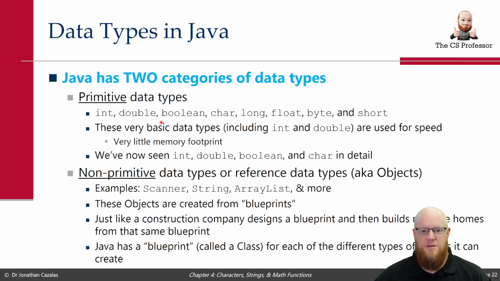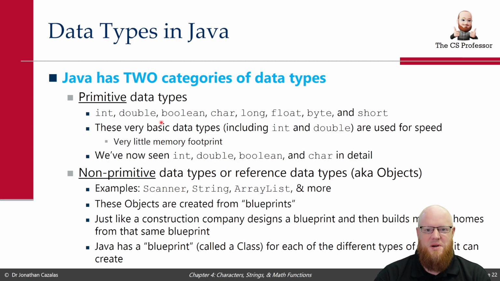What about non-primitives? What are these non-primitives? Those are reference data types, aka objects. We've seen some already. A Scanner object. We've seen a String object, although we haven't broken that down like we're about to. So we've seen some objects already, and these objects are created from what we call blueprints. Just like a construction company has a blueprint from which they then build or construct many homes, in that same vein, Java has a blueprint for many of these different types of objects that it can create. And then from that blueprint, it then creates the object.